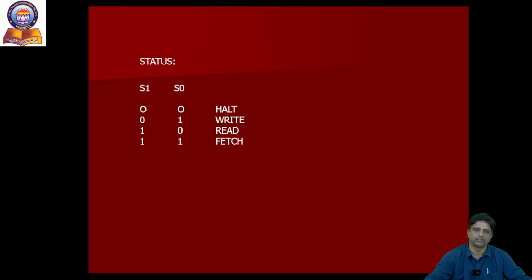Then along with that, it will also have some status indication. This differs from the status register. This is status indication to the connected peripherals. What is our microprocessor performing? Some read operation, some fetching operation, some write operation, or it is in a stable state performing no operation, which we consider as the halt operation.